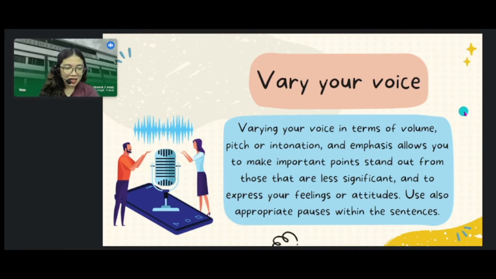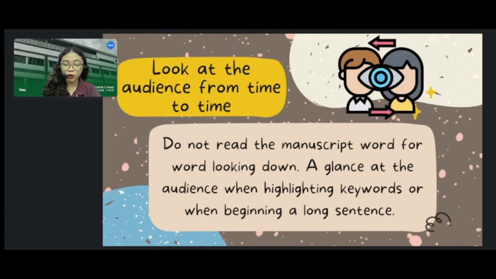Okay? And last, but not the least, guideline for the reading from a manuscript is look at the audience from time to time. Okay, in looking at your audience, you will build rapport or connection with your audience so that your audience will be interested and will listen to you while delivering your speech. Okay, in reading from a manuscript, honestly, it is very hard for you to have a connection with your audience. But if you will follow these 5 guidelines that I'm discussing now, you will be able to deliver effectively a speech from reading from a manuscript.